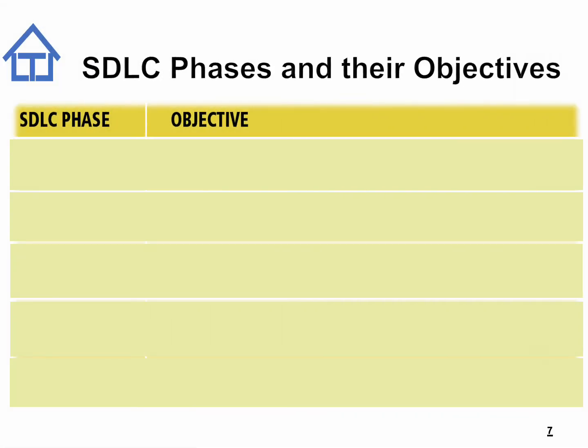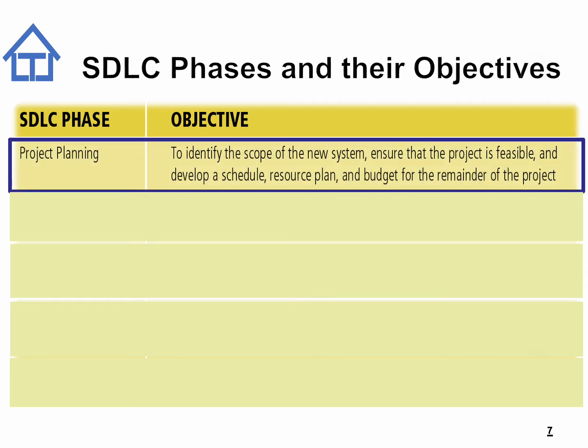Now, let's examine each of the SDLC phases and the objectives. First, project planning. The objective of project planning is to identify the scope of the new system, ensure that the project is feasible, and develop a schedule, resource plan, and budget for the remainder of the project. In this phase, the main topics of concern is project management.